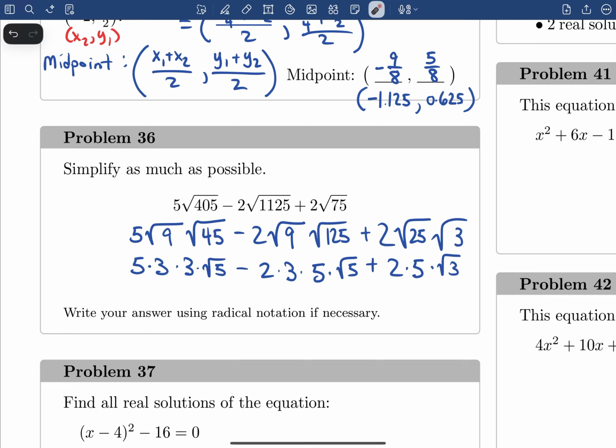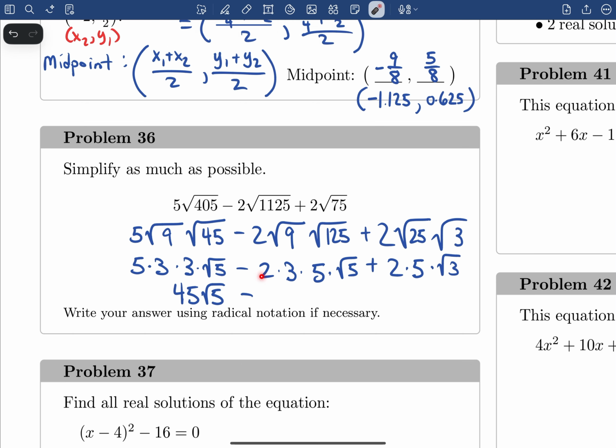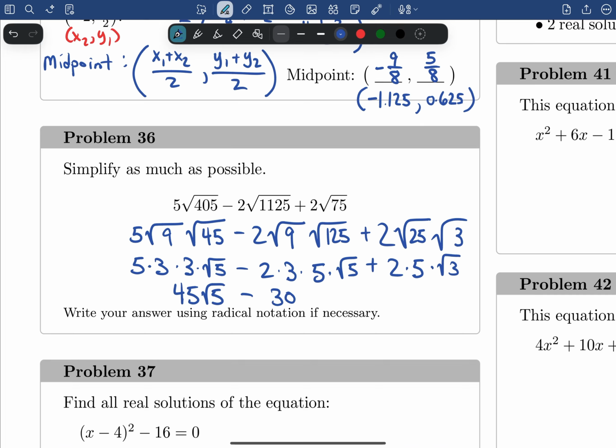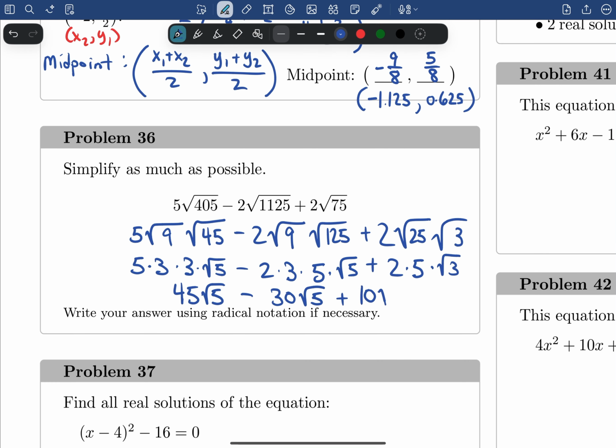And so I have 5 times 3, which is 15, times 3, which is 45. And I have that many root 5s, 45 root 5s. Now I subtract. Well, 2 times 3 is 6, times 5 is 30, root 5s, right? And now I finish with 2 times 5, which is 10, and that's multiplied with root 3.